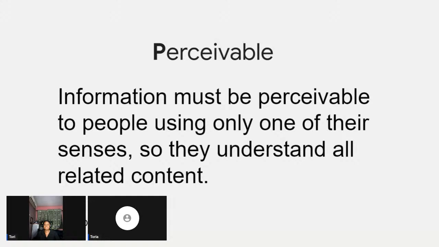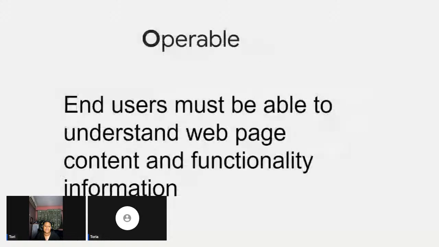Operable, your end users must be able to understand the web content and the functionality of the information. It simply means that it should be able to be operated in different technologies. Your keyboard, it has to be keyboard accessible, right? Keyboard accessible and other forms of technology that you use to operate a web. It should be accessible to those technologies, right?